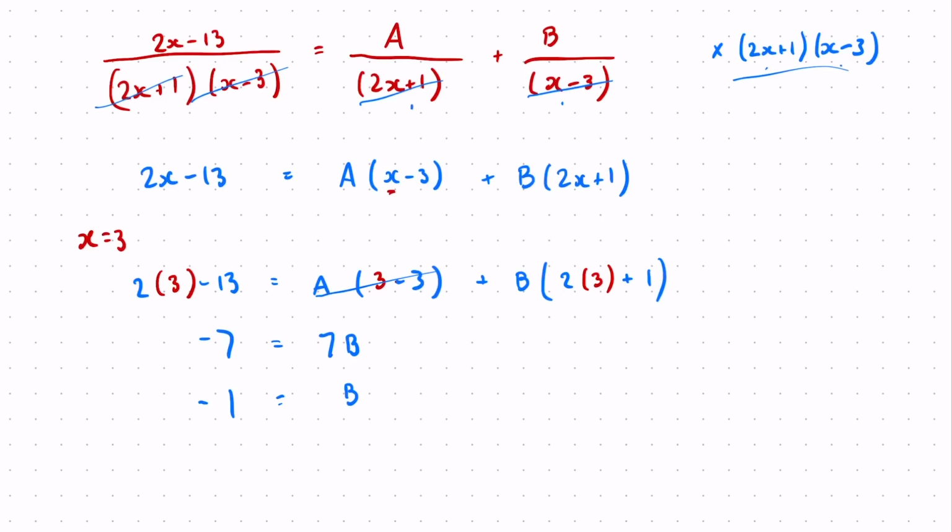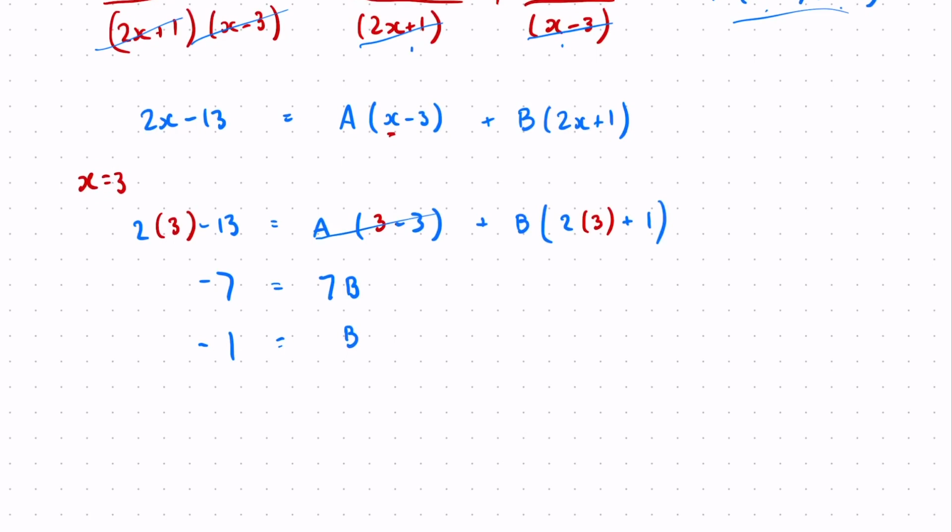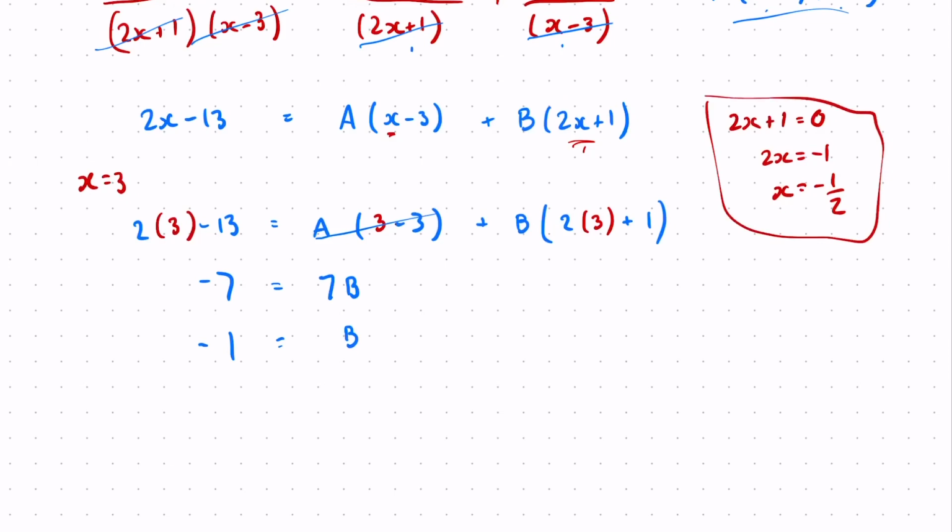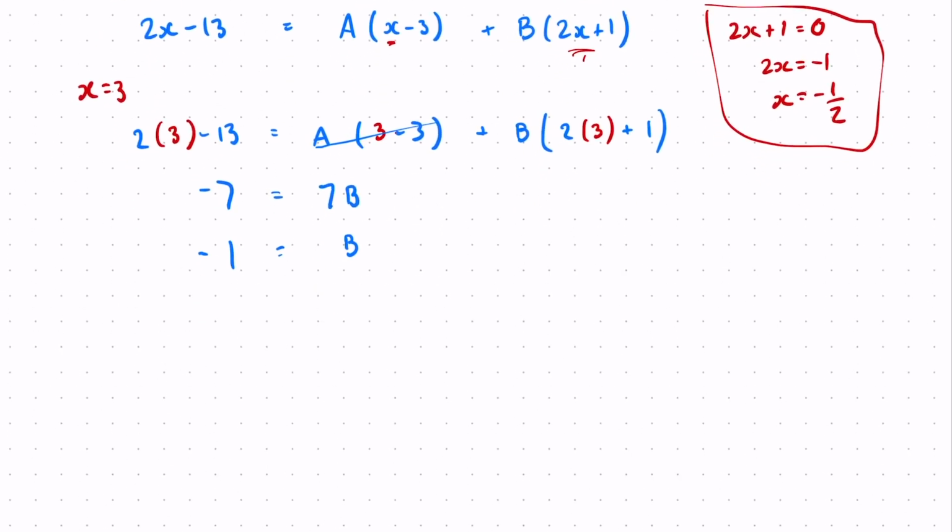Now I found b, I need to find a. So I need to do something that will eliminate my b. So how can I make this bracket, 2x plus 1, become 0? Well, if I want 2x plus 1 to equal 0, then 2x would equal negative 1, so x must be minus a half. So I'm going to now substitute in minus a half into my equation. So x is equal to minus 1 over 2.